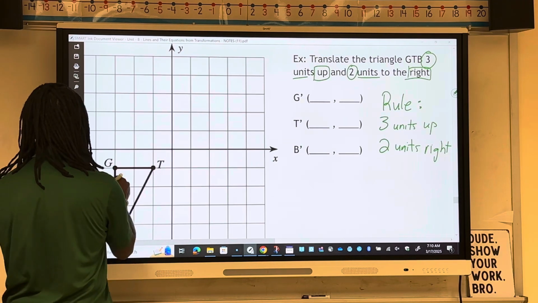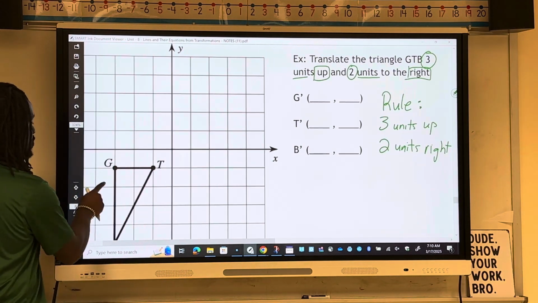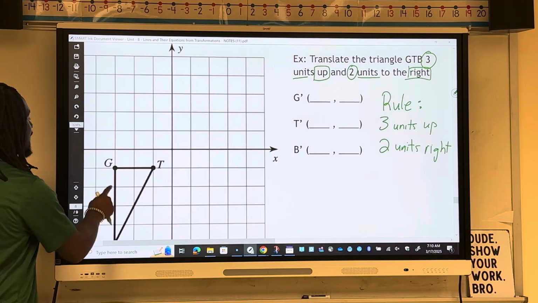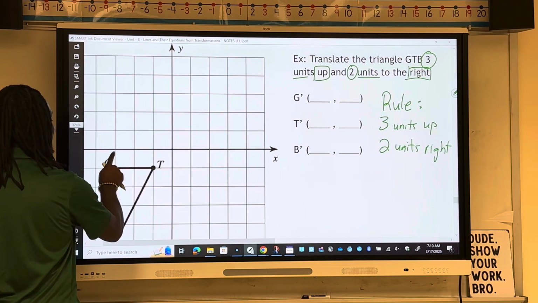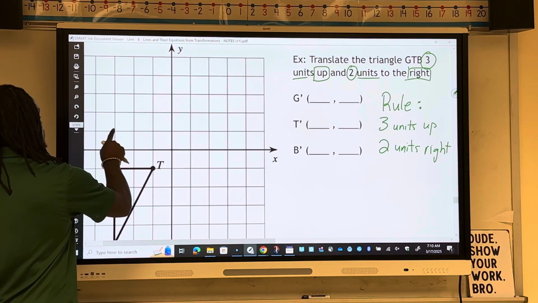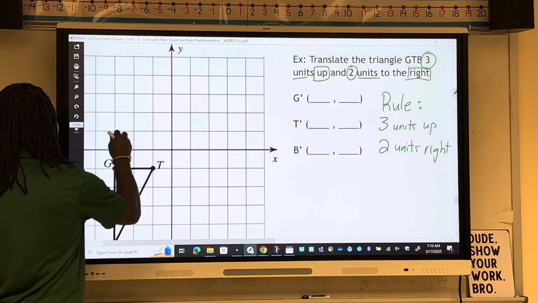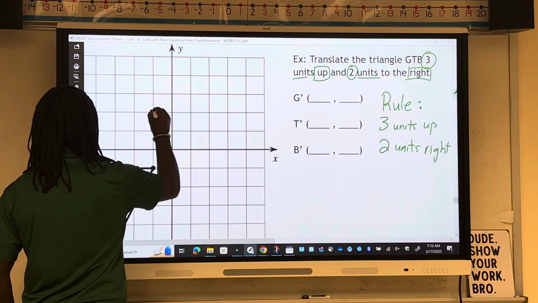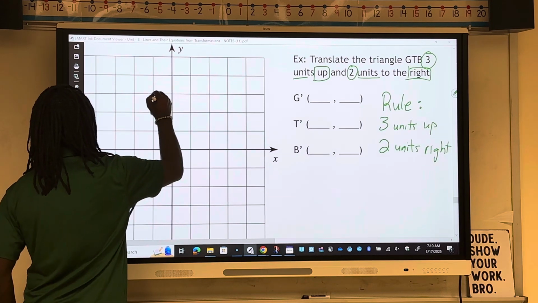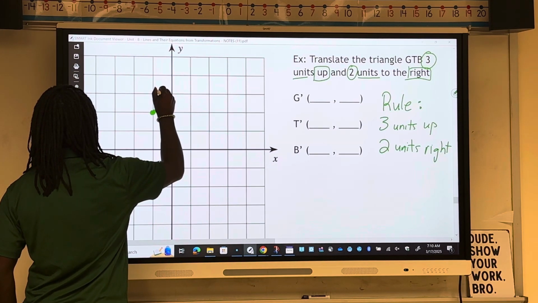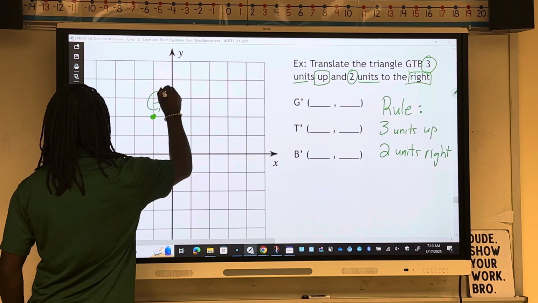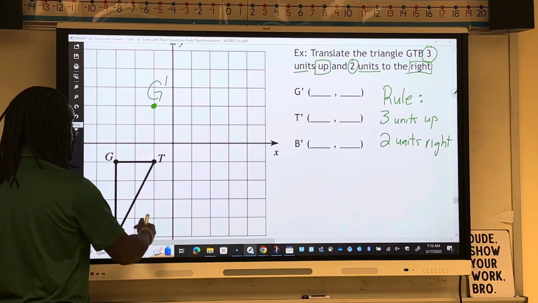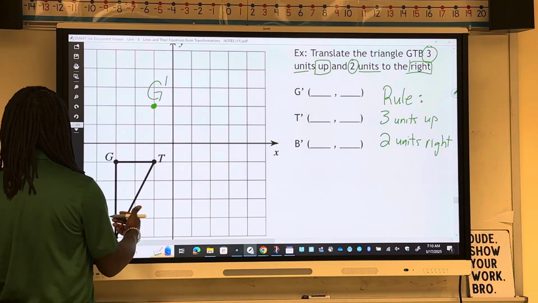Then, friends, all we have to do is go to each of the points and follow that rule. So we start at G, and we're going to go up. When I count, I don't count at G, that's not 1, because I haven't moved yet. I go to G, then I go up. That's 1, 2, 3. And then I'm moving 2 to the right, 1, 2, and here's where my new point G is going to be. I'm going to put that apostrophe, because that's what the new points have. And then I'm going to go to T and B and finish this out.